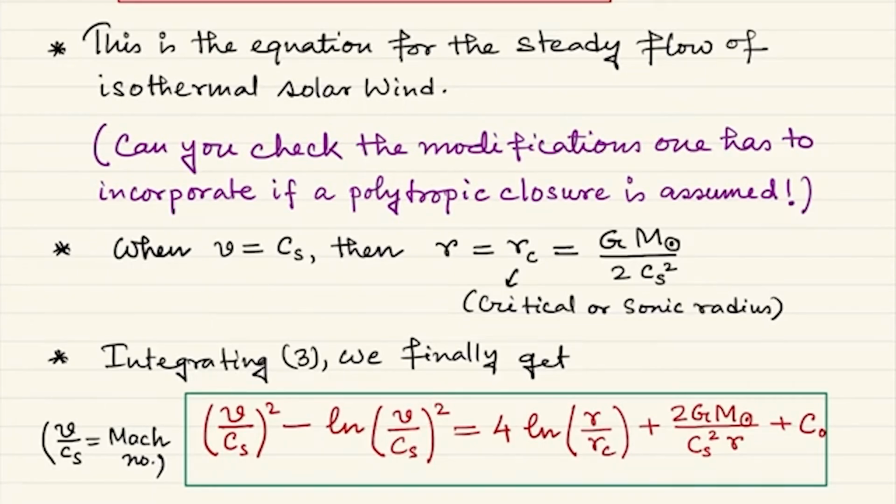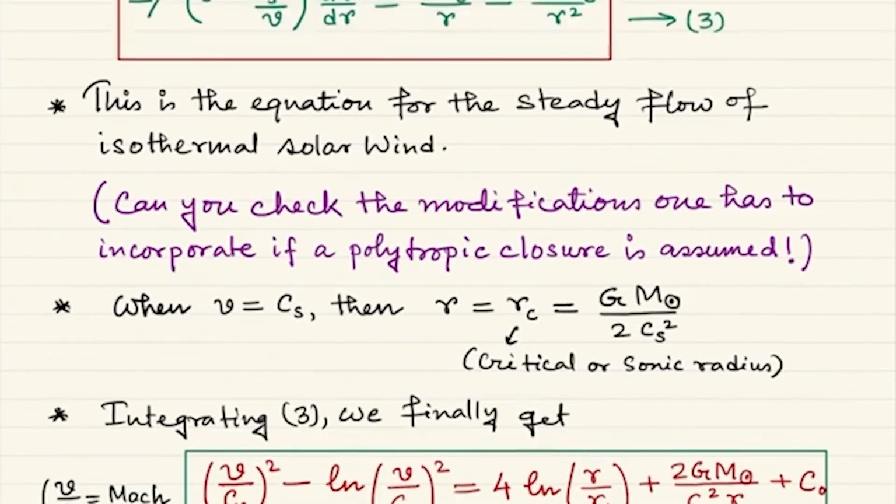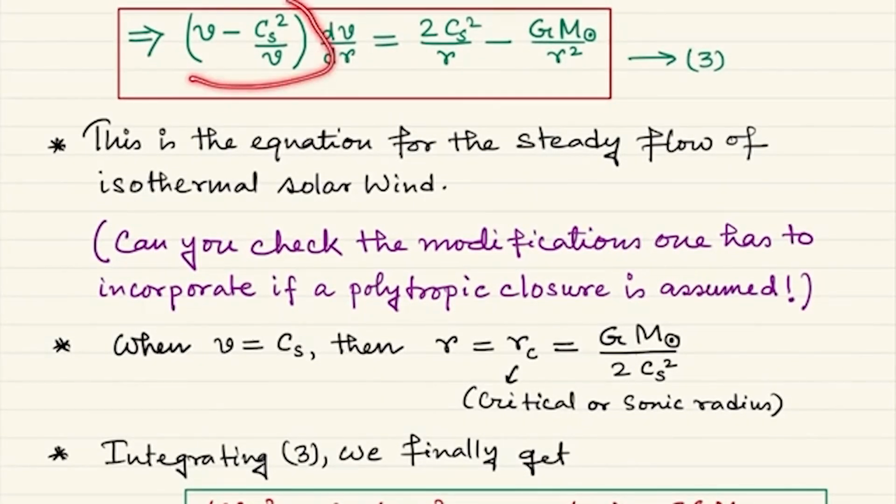Now when you see this total equation, you can simply see that this term is 0 when V is equal to Cs. Then this term should also be 0, and that gives us a specific value of the radius, which is called RC, the critical radius. Sometimes people also say sonic radius, because this is the radius at which the flow velocity is just equal to the isothermal sound speed. And that is equal to GM solar by 2 Cs².